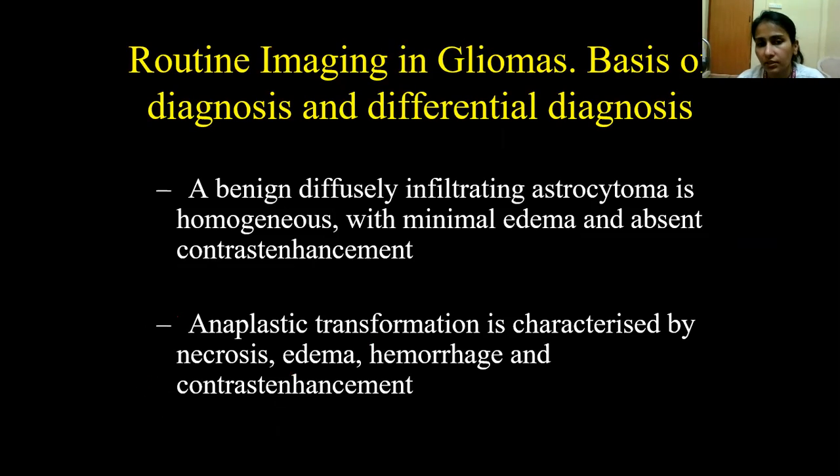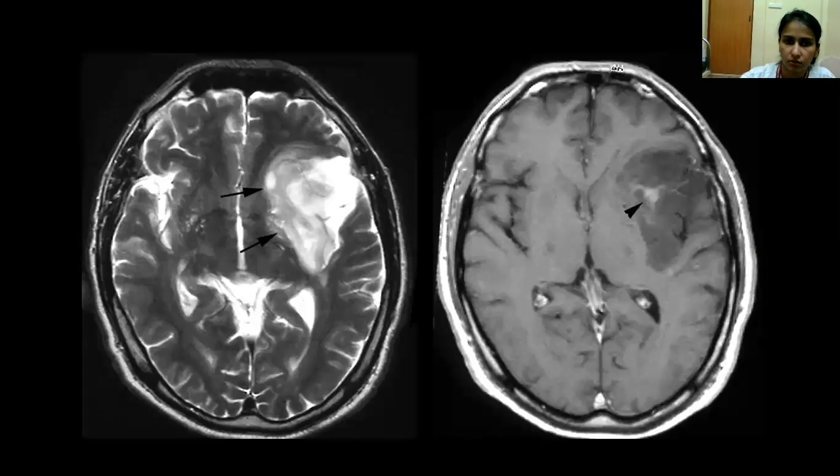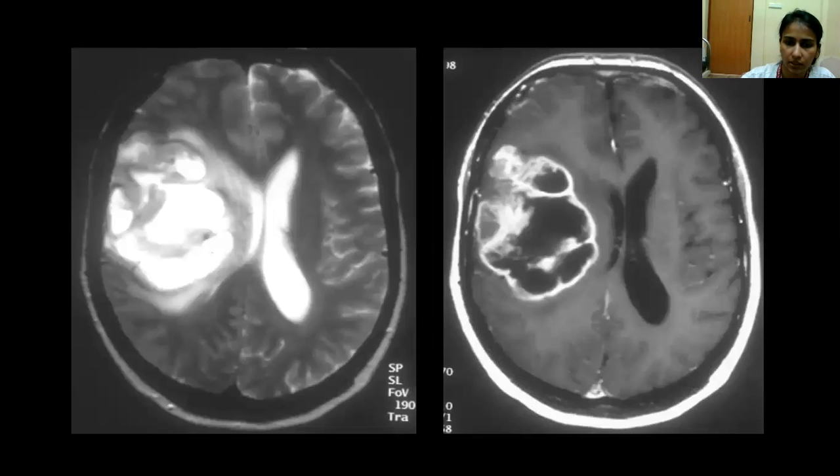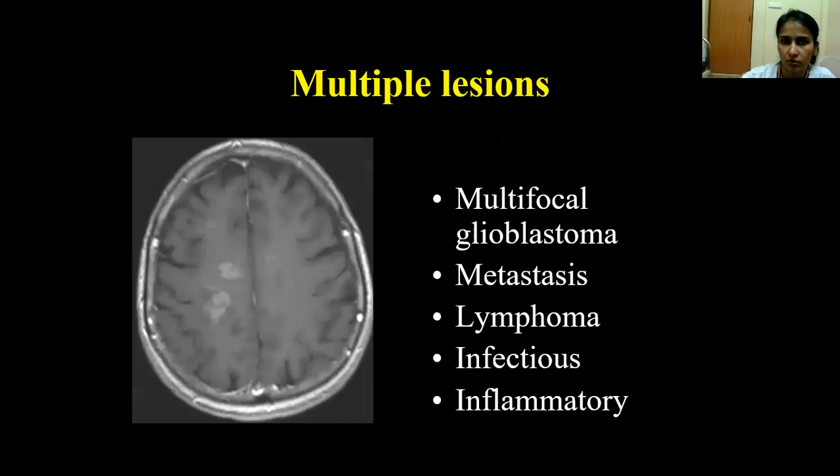And if anaplastic transformation is there, how do we identify it? By the presence of necrosis, edema, hemorrhage, and contrast enhancement. Here we can see, okay, so there is the contrast enhancement. Now the ring enhancing lesion. What can be the differential diagnosis for a ring enhancing lesion? It could be a necrotic glioma, necrotic metastasis, abscess, or multiple sclerosis.